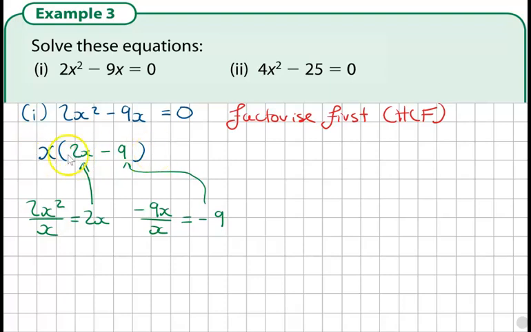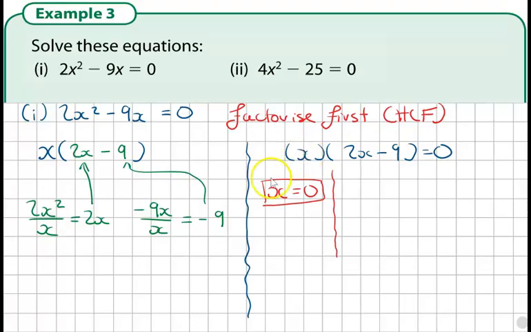Now we weren't asked to factorize, we were asked to solve. So now we have to let each of the brackets equal to 0. So technically we can stick brackets around this x. So we're going to have x in one set of brackets and then 2x minus 9 in another.